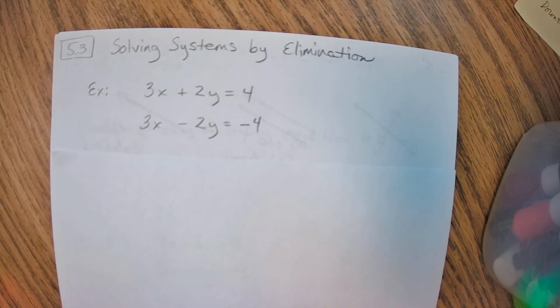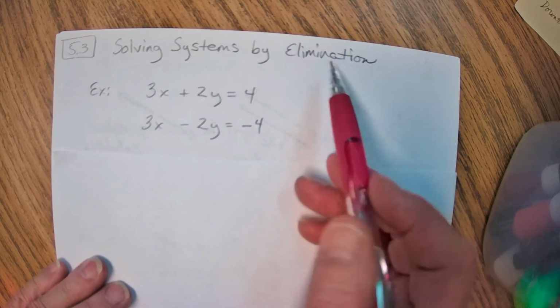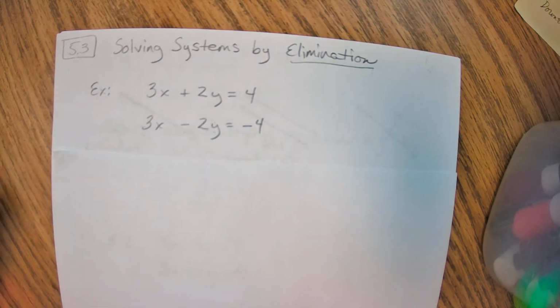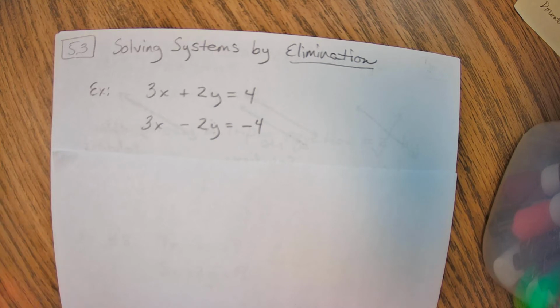Okay, this is Algebra 1, Section 5.3. This time we're going to solve systems of equations by the method called elimination. Pretty straightforward. I'm just going to jump right into some examples so you can see how this method works.